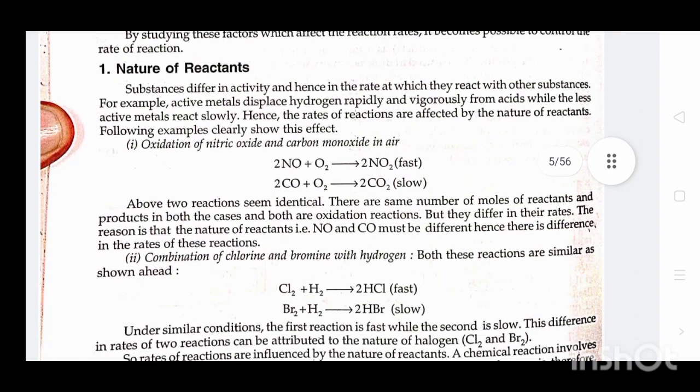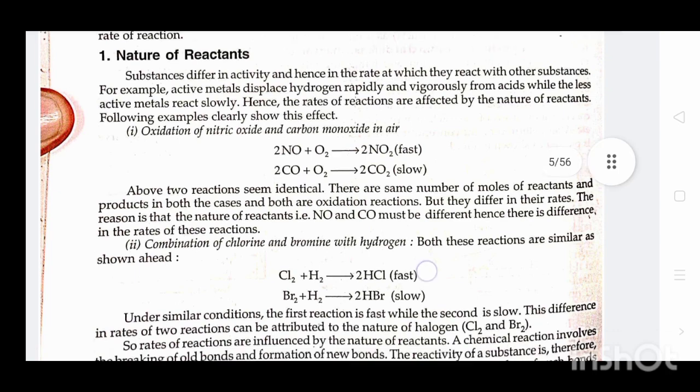Nature of reactants. Substances differ in activity and hence in the rate at which they react with other substances. Active metals react rapidly, hence the rates of reactions are affected by the nature of reactants. The following examples clearly show this effect. Oxidation of nitric oxide and carbon monoxide in air.